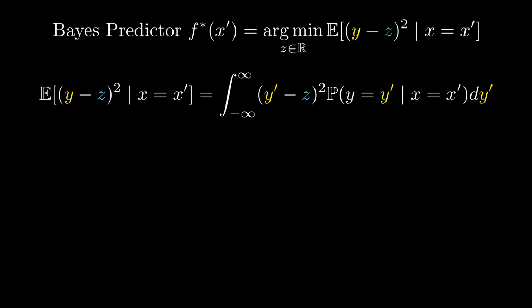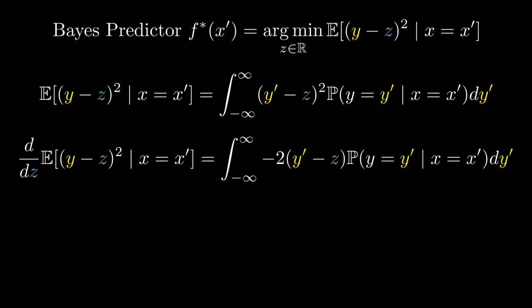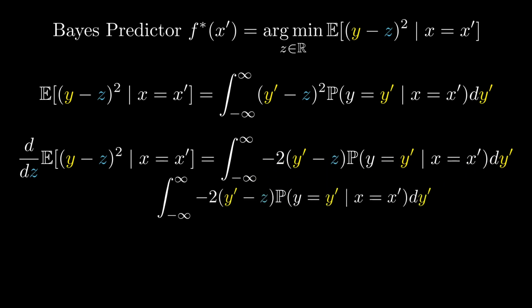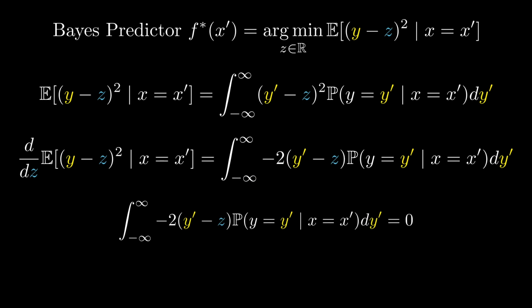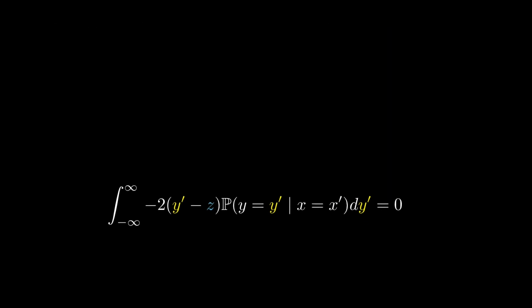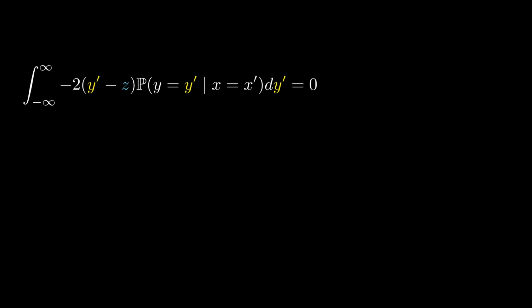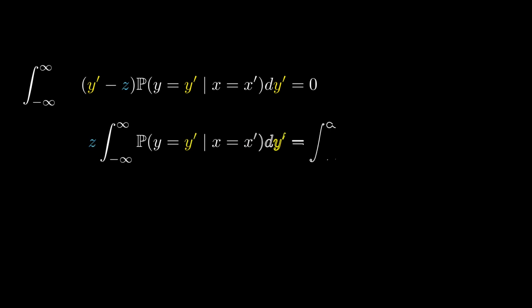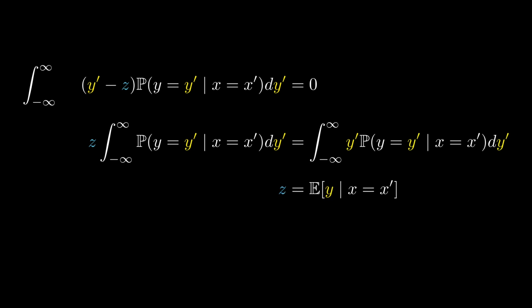To do this, we take the derivative of the expected risk with respect to z. Setting this derivative to 0 gives us the condition for the optimal z. Simplifying the resulting equation, we get the following. Expanding this equation, we split it into two terms. The integral on the left-hand side is 1, as it simply sums up all probabilities. This leaves us with z. The integral on the right-hand side is the definition for the conditional mean of y given x.